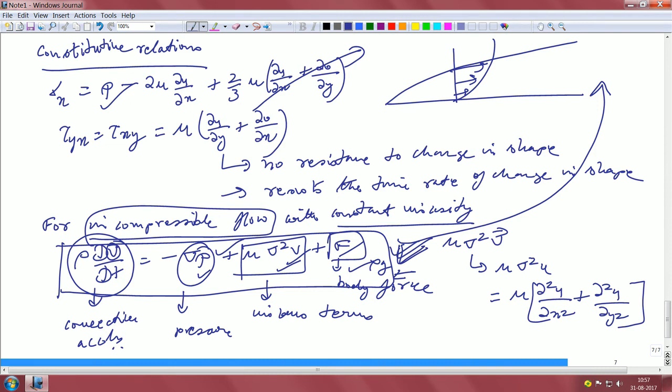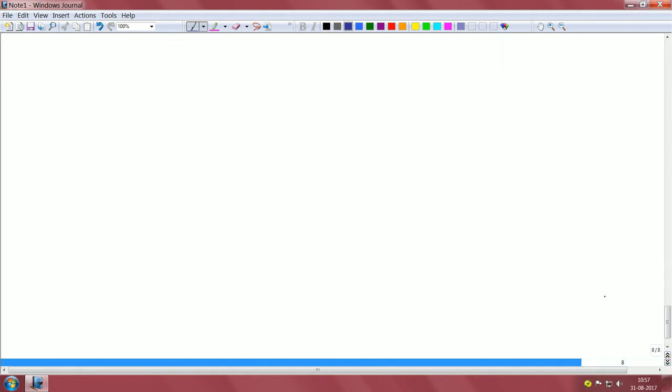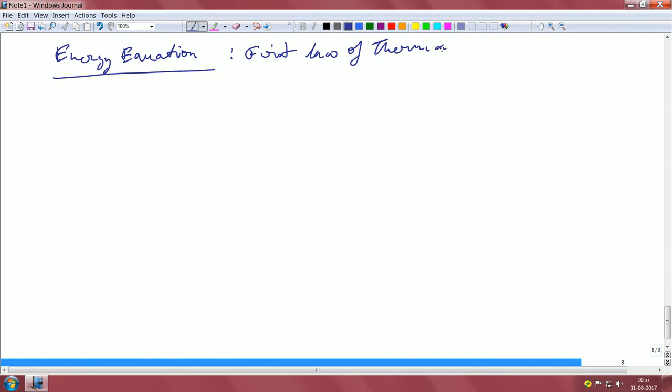So, what we will do immediately now is look at the third player in this, which will be the energy equation. Why is the energy equation vital? Because, as we said, the energy equation is nothing but the first law of thermodynamics. What does the first law of thermodynamics say? It basically says energy is conserved. It is nothing more than that, energy is conserved.